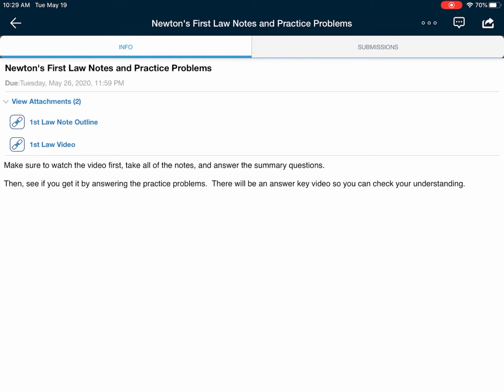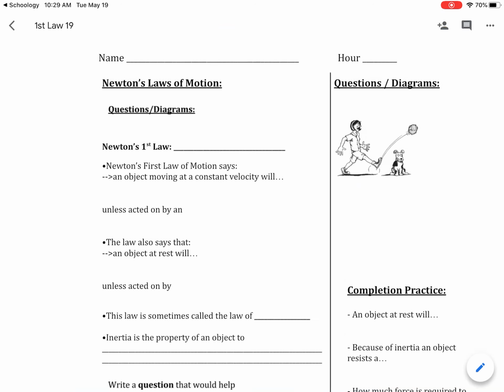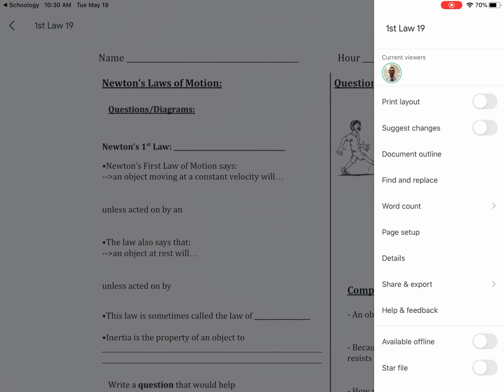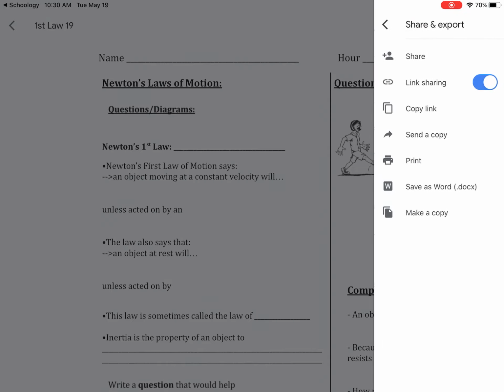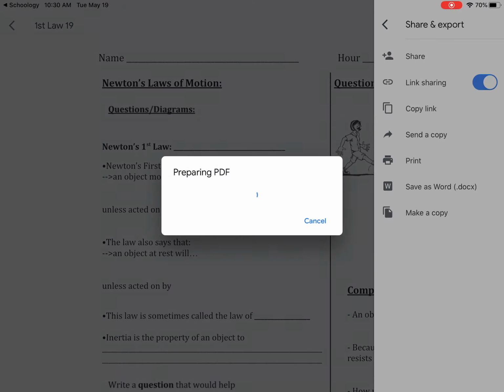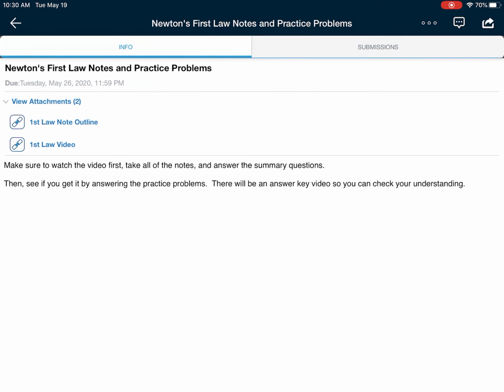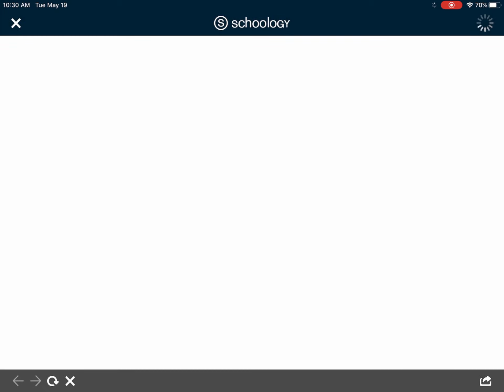So before you even jump into the video, take a look at the note outline. It's a Google Doc that you are then going to send over to Notability. All right, so share and export, send a copy, and then send that over to Notability. Okay, once you've done that, you should be able to take a look at the first law video.